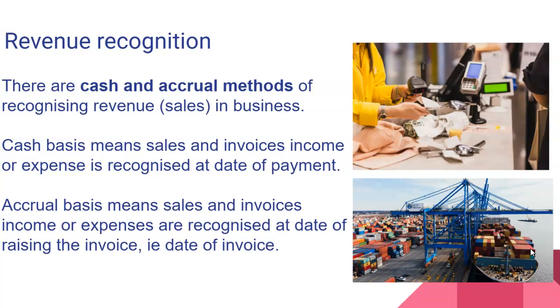So there's no immediate cash. You can pay straight away in cash, but they give you 30 days to buy on credit. So accrual basis means sales invoices, income or expenses are recognized at date of raising the invoice. So we have a date of invoice here as a crucial date. So when you buy from the warehouse, you get the invoice from the warehouse to pay for the goods, and the terms of payment on this invoice would say 30 days. Although you're not paying until later, your date of invoice is when the income is recognized.